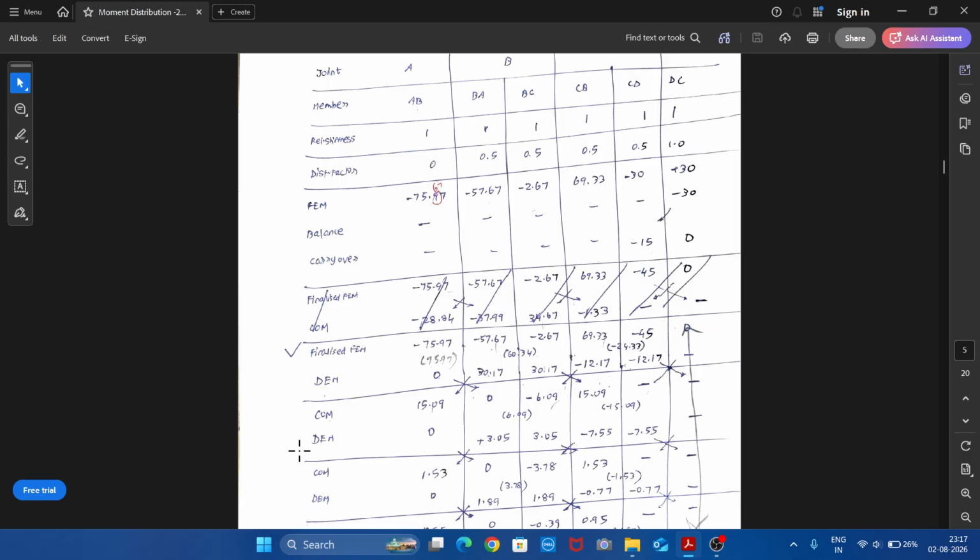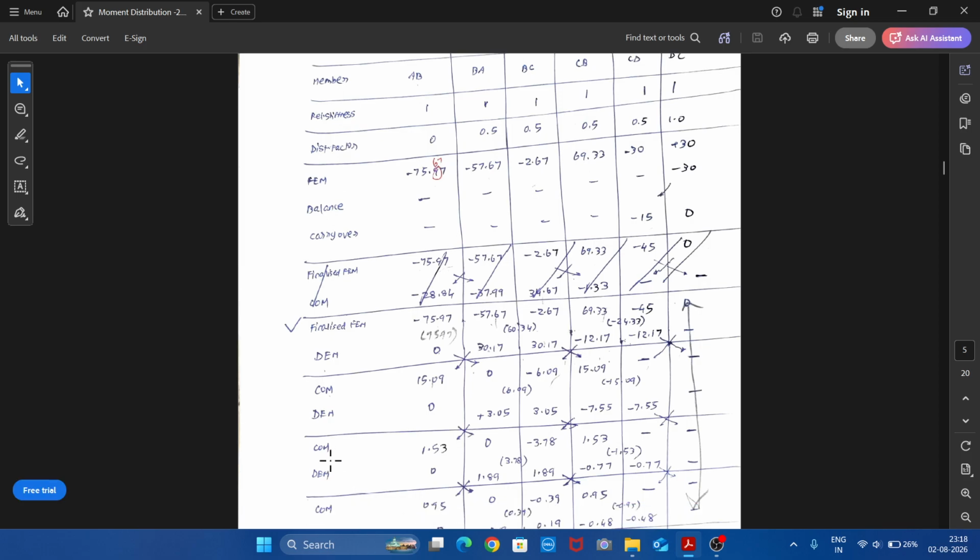Then distributed moment, second iteration. So at the joint A, we have 15.09, minus 15.09 needs to be applied, multiplied by the corresponding distribution factor will be 0. Then here 0 minus 6.09, so plus 6.09 is to be applied. This multiplied by the corresponding distribution factor will yield this value. This multiplied with this will yield this value. Then coming to joint C, 15.09 is here, therefore minus 15.09 needs to be applied. Minus 15.09 multiplied by this distribution factor will give you this moment. Minus 15.09 multiplied by the corresponding distribution factor will give you this distributed moment. Then at this end, there is no process.